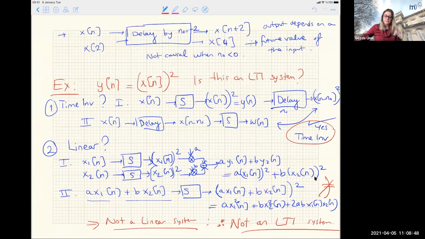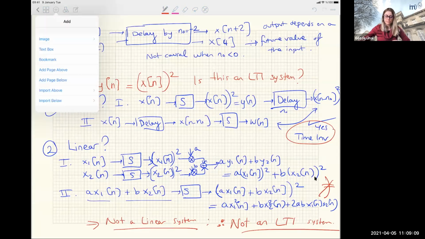S, or this square, is not a linear time invariant system. Of course, you would already see it from the squaring operation, but the point is whether you can really show it mathematically or not. Okay? This is the mathematical definition of linearity, what I'm showing here. So for instance, now let's do another example.